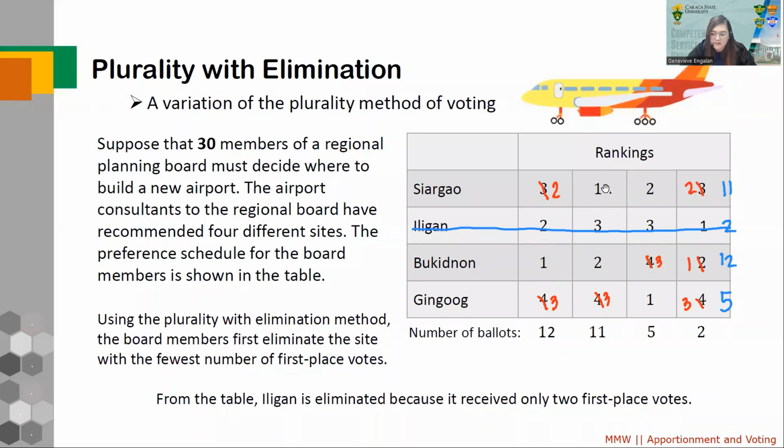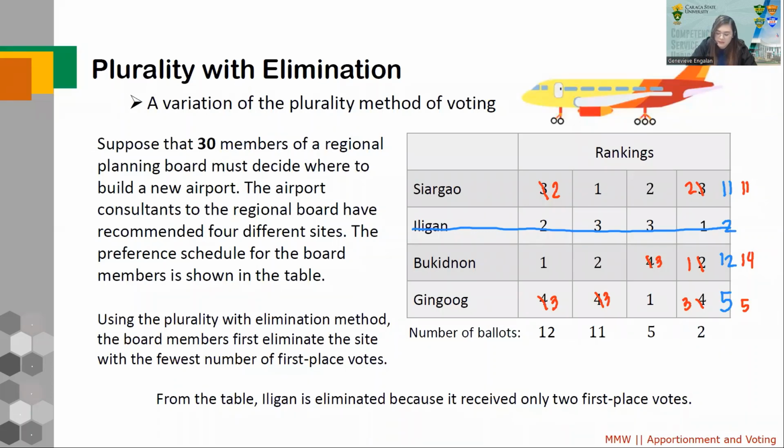Okay, so sa Siargao, pila man ang number of first? Isa. Pila ka buok ang nag-vote sa iya? 11 ra gihapon. Sunod, sa Bukidnon, pila ka buok ang nag-vote? You have 12. 14. O 2. So, mahimo na siyang 14. Yan number of first places. Okay, Ingog. Isa ra gihapon ka 1, tapos 5 ka buok nag-vote sa iya. So, you have 5.